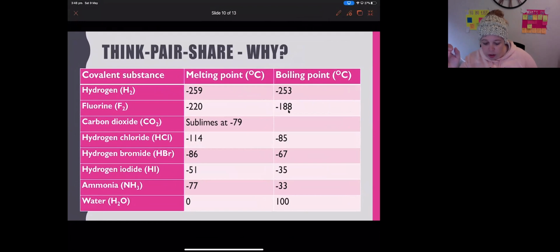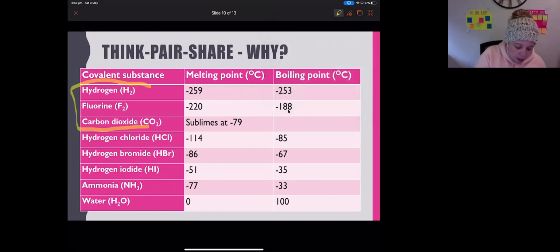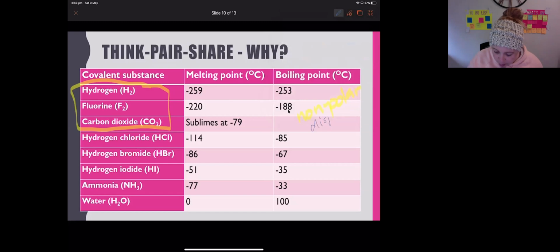So you've got hydrogen, fluorine, and carbon dioxide, the top three here. What do we know about these? These are all non-polar. So all of these molecules are non-polar, therefore they have dispersion forces only between those molecules.